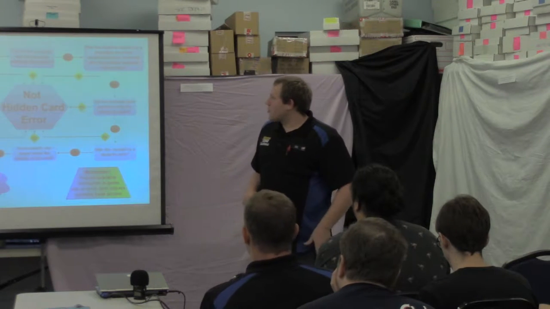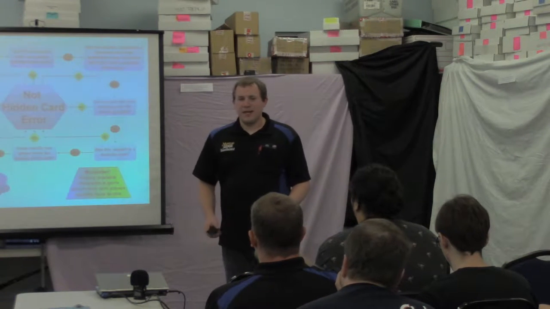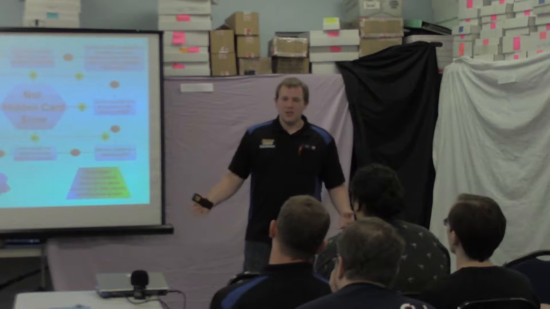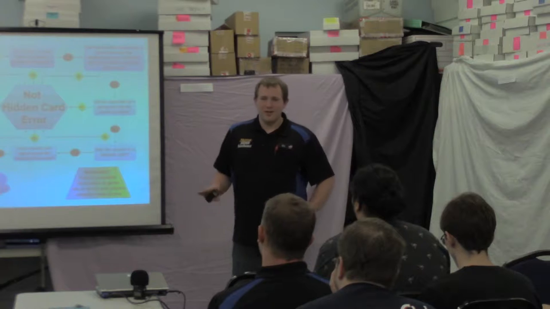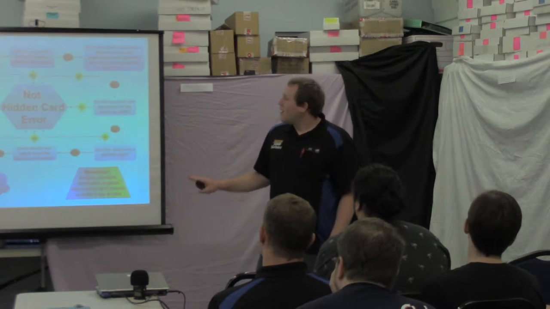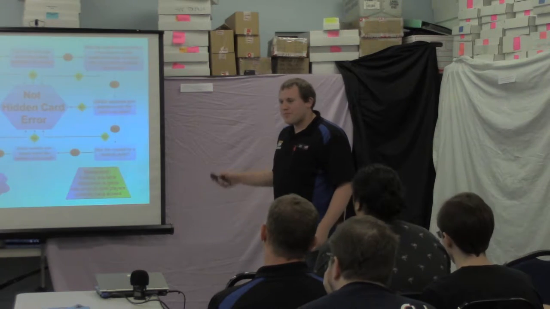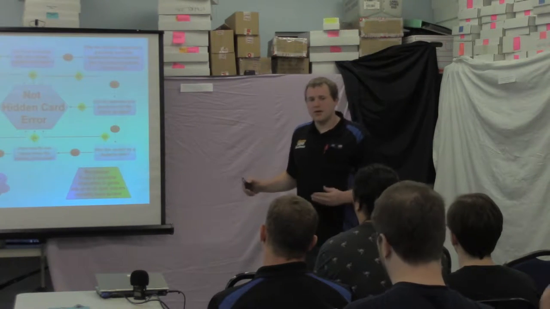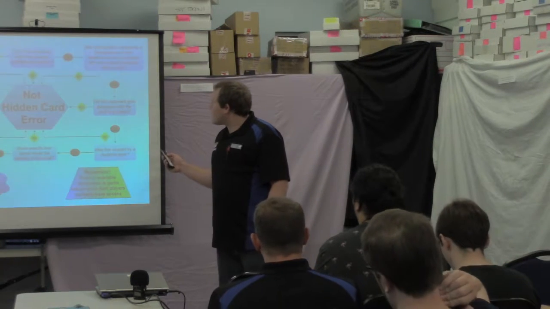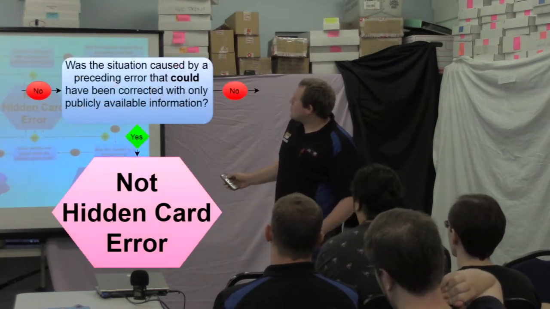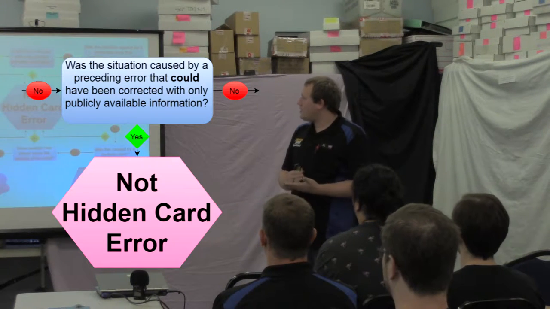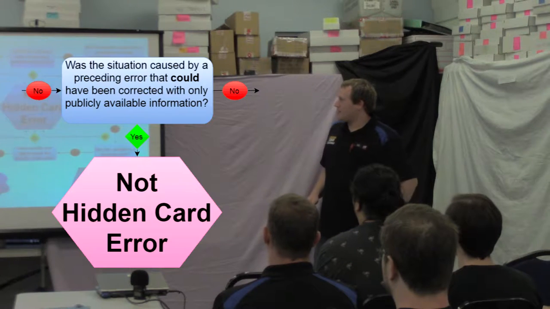So can it be corrected with only publicly available information? Is something in the graveyard, is something in the exile where both players can look at this thing and say, that is the card that is the error? Then if it can be, it's not hidden card error. We move into another infraction, gameplay error, and the like. If it can't be, was the situation caused by a preceding error that could have been corrected with only publicly available information?